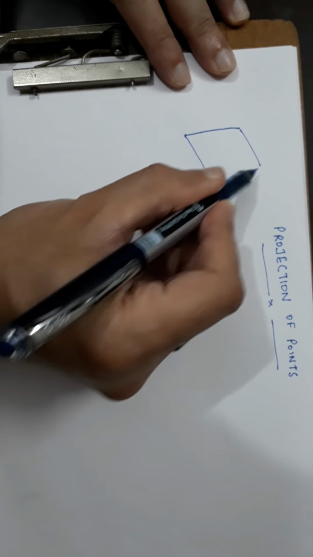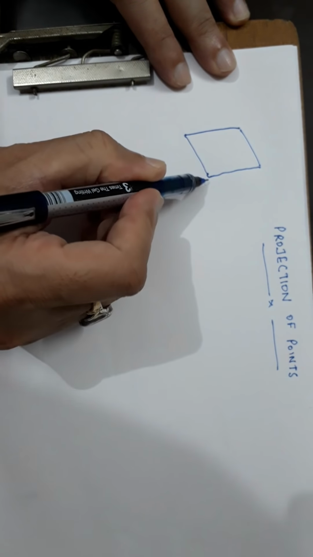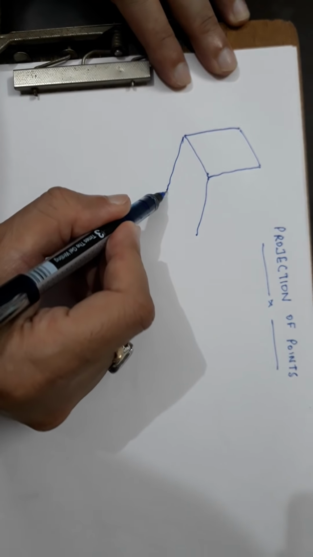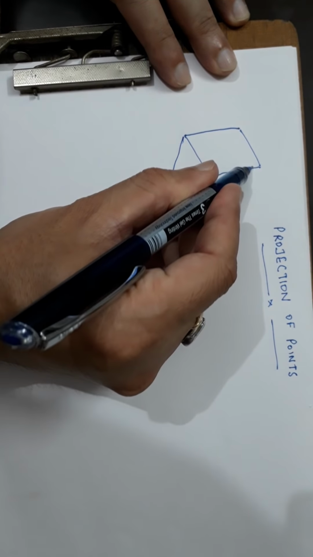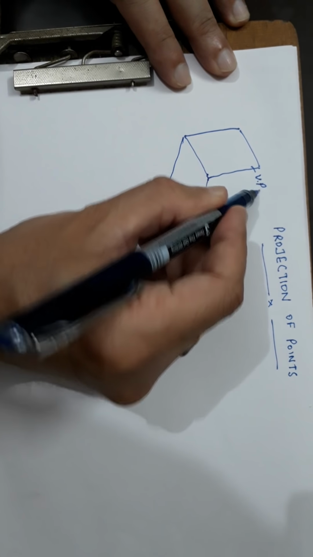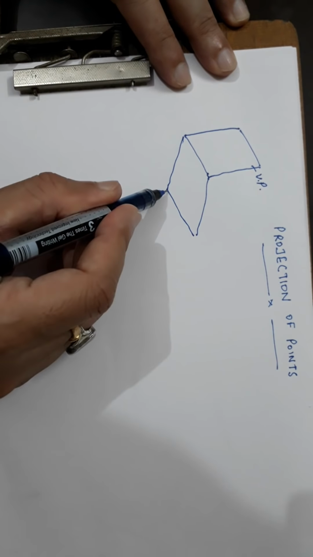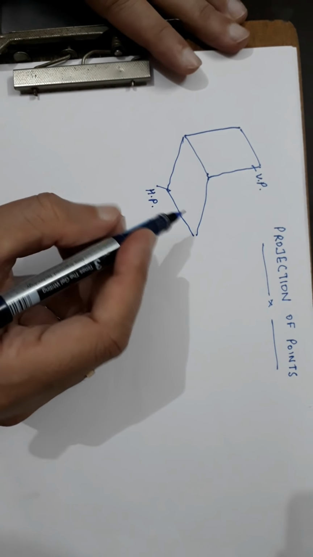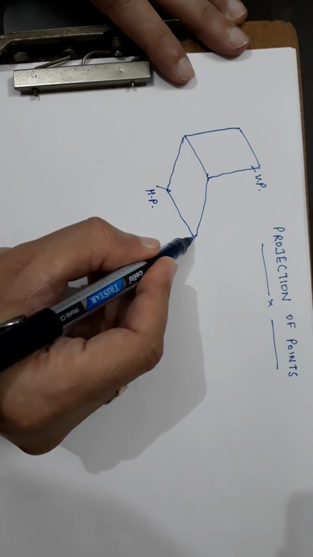In the quadrant system there are two planes. One is the vertical plane and the other is the horizontal plane. So this is the vertical plane and this is the horizontal plane, HP. Vertical plane is VP, horizontal plane is HP.